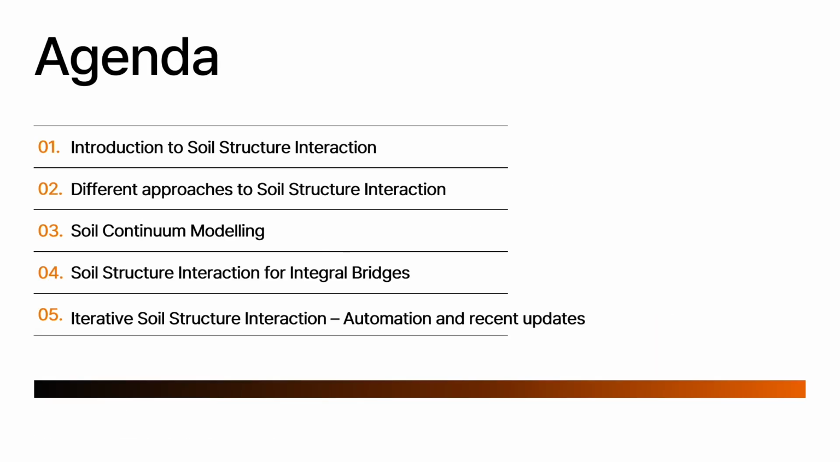So today we'll be discussing soil structure interaction for integral bridges, starting with the initial theoretical aspects of soil structure interaction, the different approaches like the direct method and the substructure method. Then we'll be moving on to soil continuum modeling. What are the advantages of soil continuum modeling over the substructure method and the direct method? And finally, we'll be moving on to the integral bridges part, where we'll be modeling the structure in GTS NX.